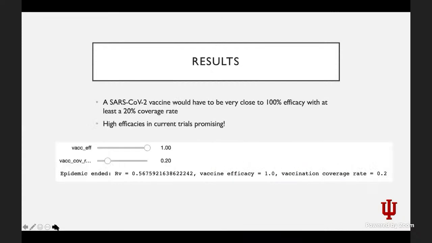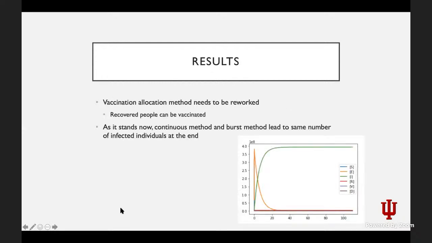Okay. Now, second result, I already talked about, where we would need a very high efficacy with at least a 20% coverage rate in order to end the pandemic. And as we just saw, the vaccination allocation method functions need to be reworked. As it stands now, the continuous method and the burst method lead to the same number of infected individuals, which I thought was interesting.